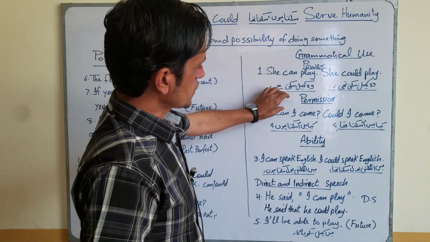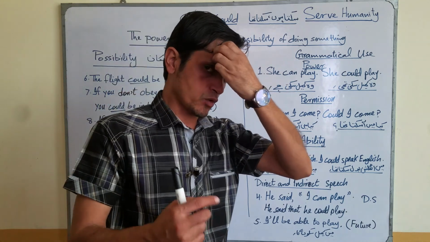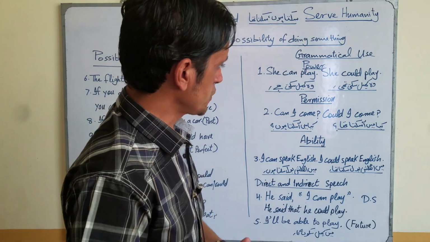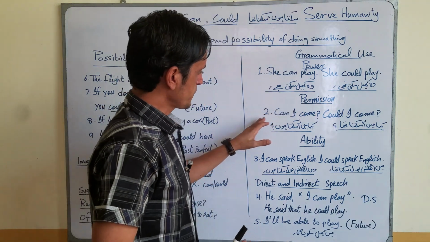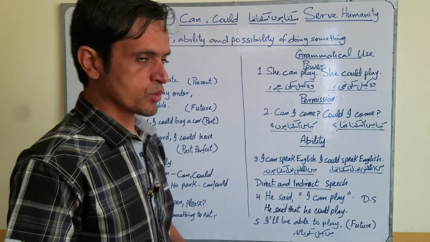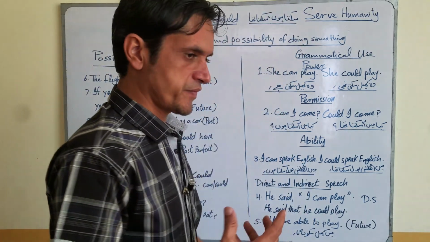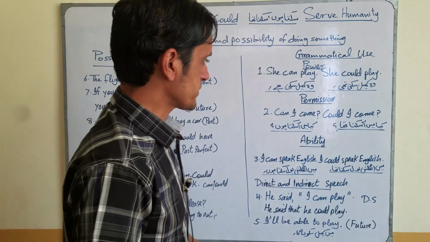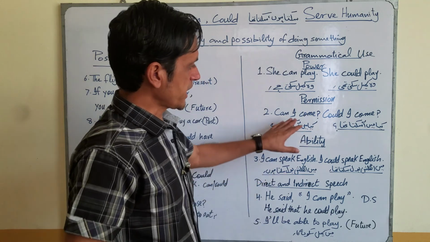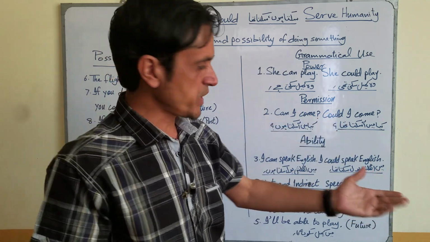Now come to permission. Can and could are also used for permission. For example, look at this sentence: Can I come? Could I come? If you want to get permission from someone, you can use can. Can I come? Could I come? Can I come is present, could I come is past.